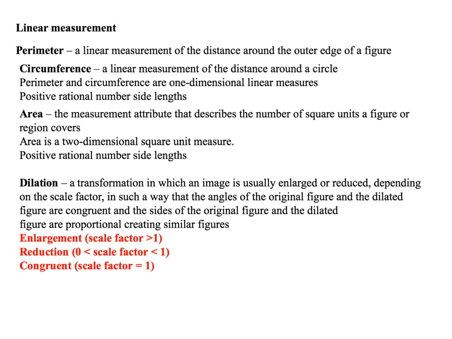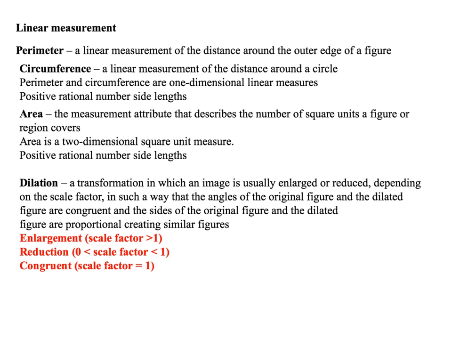The next definition we want to look at is the circumference. Again, this is a linear measurement, but it's the distance around the circle. So if we have a circle, then we want to talk about that distance around the circle. The perimeter and the circumference are one-dimensional linear measures.